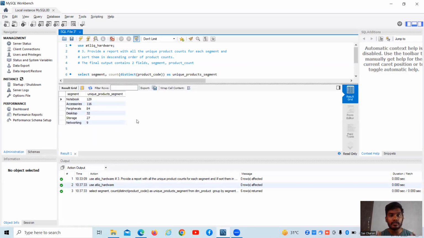So we can see it here. There were different segments: notebook, accessories, peripherals, desktop, storage, networking. These are all the segments available at the Atliq Hardware company. In the notebook segment, there are a number of products available, 139 products. If we see networking, the products related to networking are very few, only 9 different products. These are the ranges of products that Atliq Hardware is maintaining in different segments. This is what we can infer from this query.